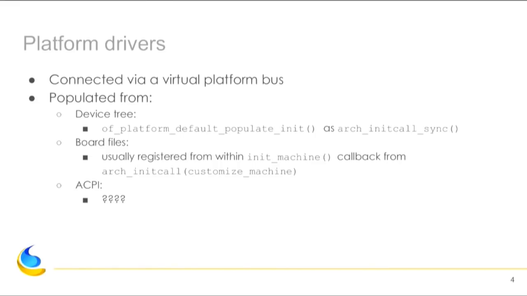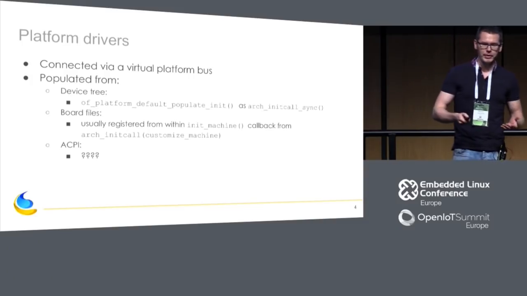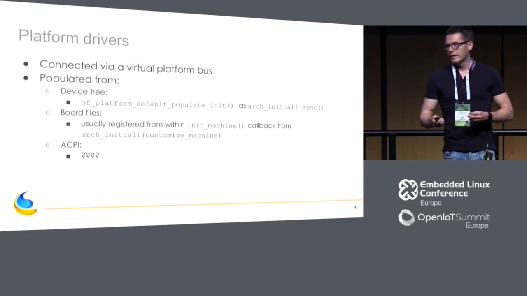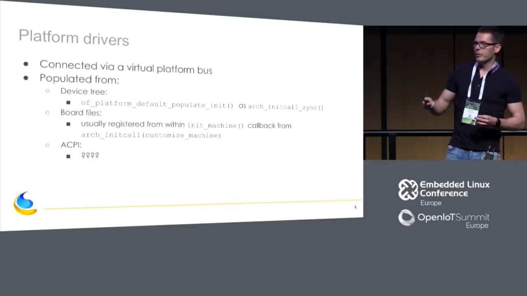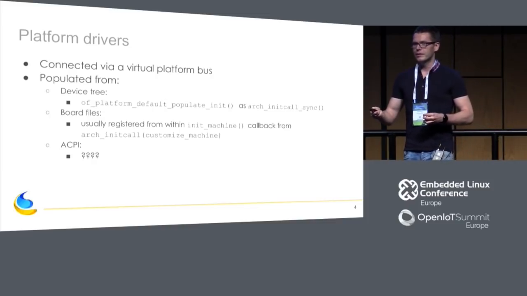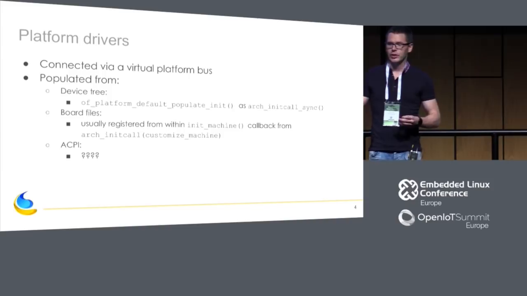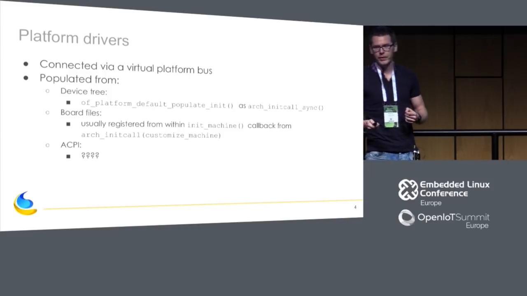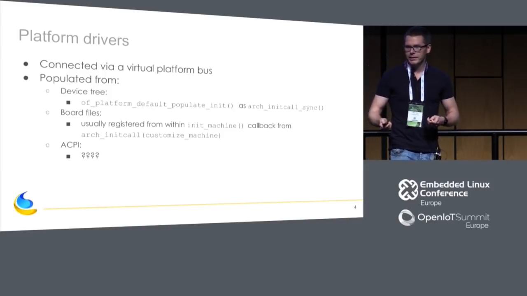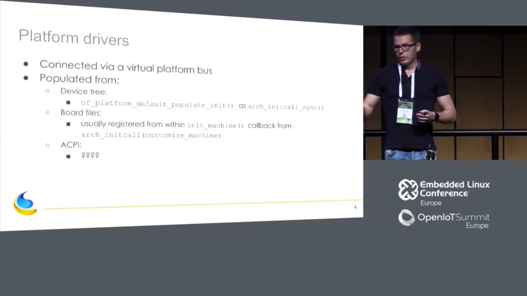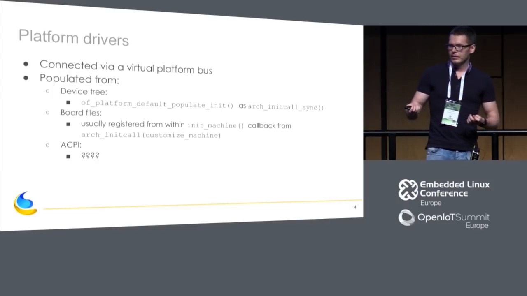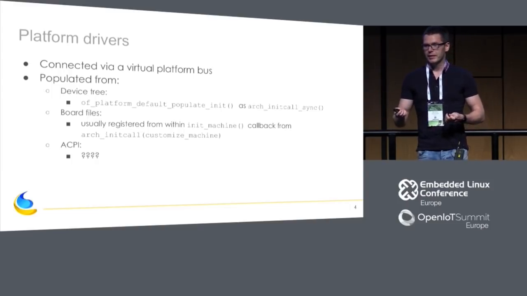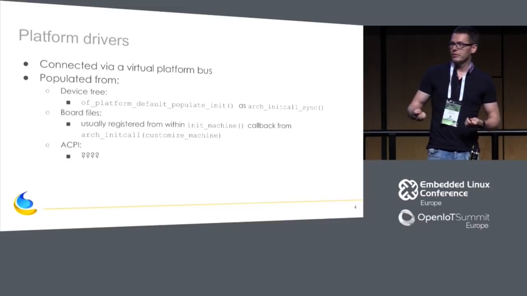Platform drivers are not discoverable on any bus, so they have a virtual bus, just called a platform bus. And for the purpose of our talk, the most important thing is when these drivers get instantiated, the devices get instantiated. When do they get created at the earliest? So in case of device tree, we have an arch_initcall, which is defined in drivers/base somewhere. It's called of_platform_default_populate_init.